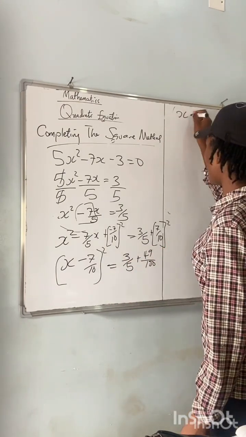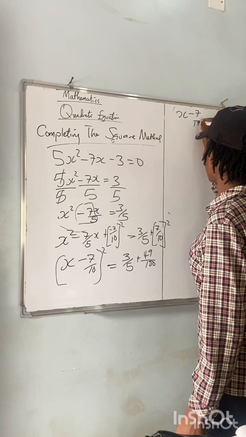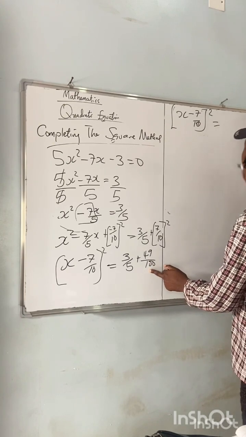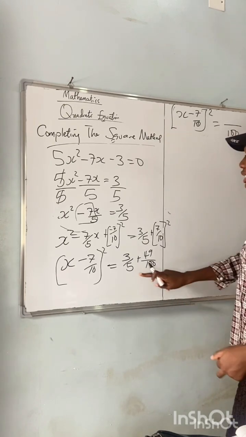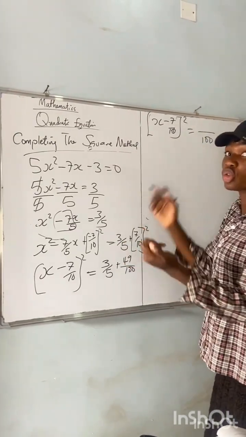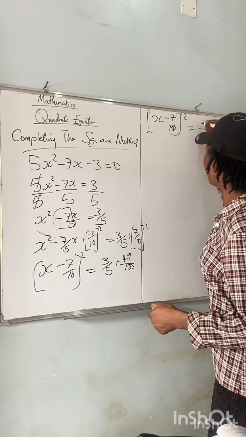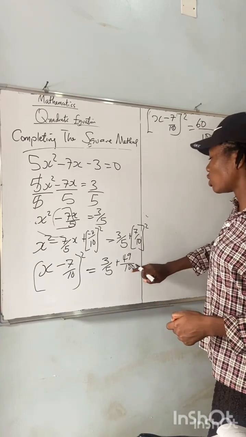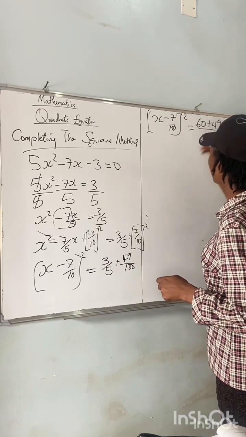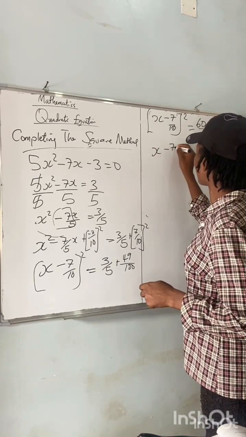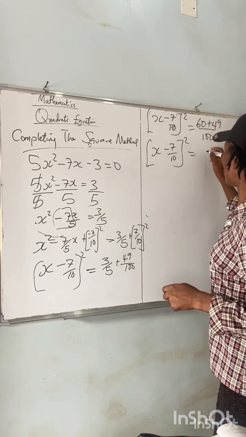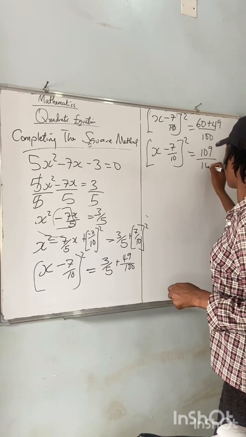We'll be having x minus 7 over 10, squared, to be equal to, our LCM is 100. Alright, the LCM, our lowest common multiple, is 100. 100 to our denominator, we have 20. 20 times 3, we have 60. Now 100 to 100, we have 1 times 49, so we have plus 49. Again, we have 109 over 100.